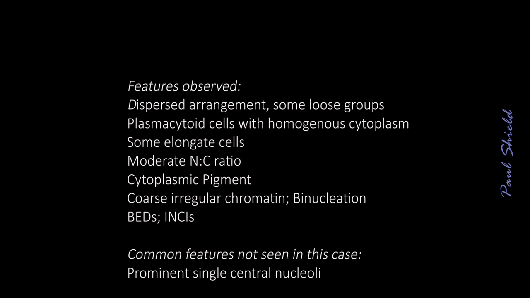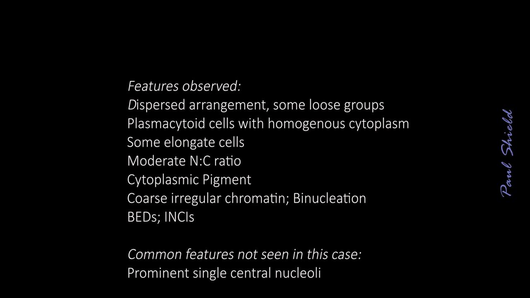Most of the cells have a plasmacytoid appearance with a nucleus that varies in size, mostly round. They have quite coarse, irregular chromatin. Binucleation is quite common, and there is definitely cytoplasmic pigment in some of the cells. We also notice bug-eyed demons, those binuclear cells with the peripheral nuclei, and intranuclear cytoplasmic inclusions.